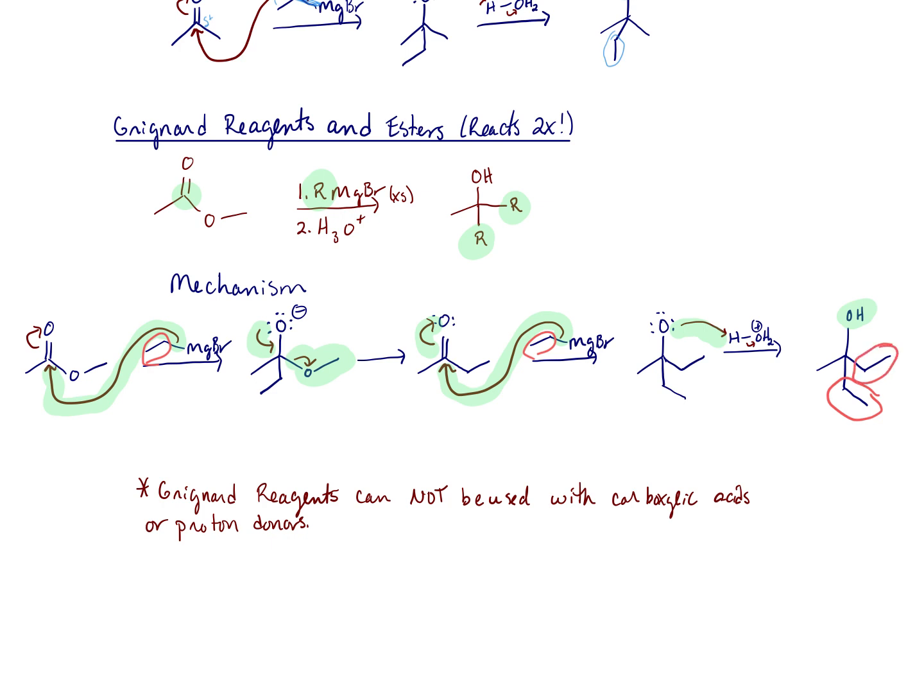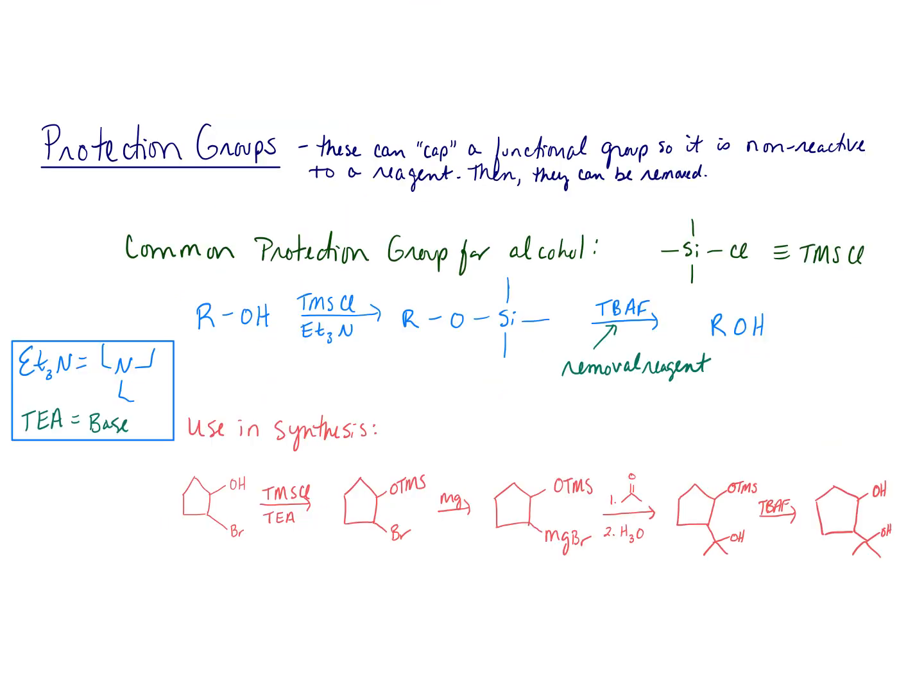So if you have 2 of the same R group coming off of a carbon that's attached to an OH, that tells me this is what I need to do for a synthesis reaction. Okay, and as a reminder, Grignard reagents cannot be used with carboxylic acids. So with alcohols, we're going to introduce a concept called protection groups. And what these protection groups do is kind of what the name implies. It protects a particular functional group so that you can do other transformations without disrupting that functional group.